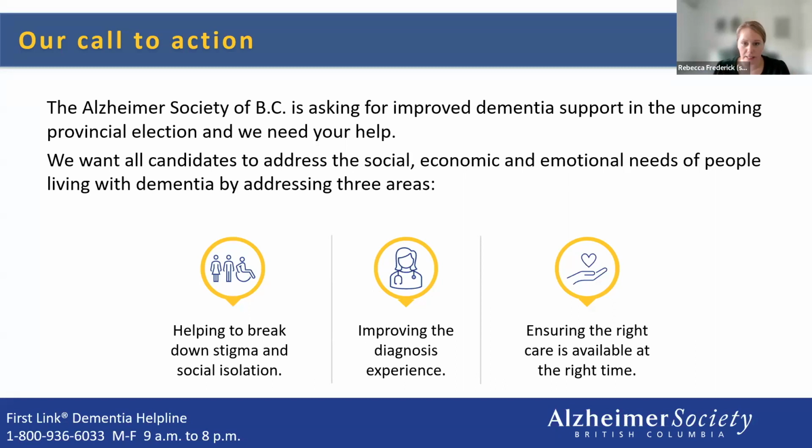You can use social media. You can write to your candidates. And again, the tool that we are launching shortly will make it very easy for you to do that. You can attend all candidate events and ask a question about dementia. You can meet with the candidates in your riding. They're often very keen to meet and to hear the issues facing the people that they're looking to represent. And of course, you can vote depending on dementia issues. So again, we will be releasing more information at the beginning of next month, so do stay tuned.